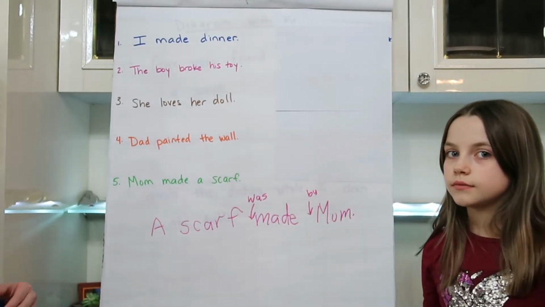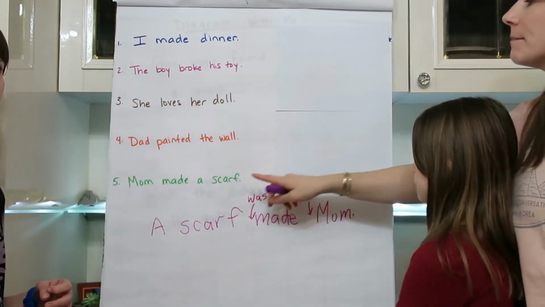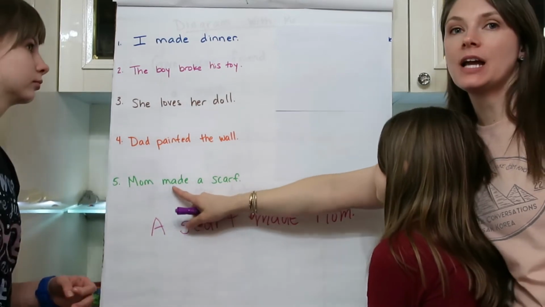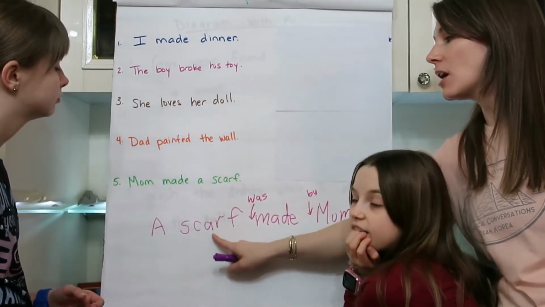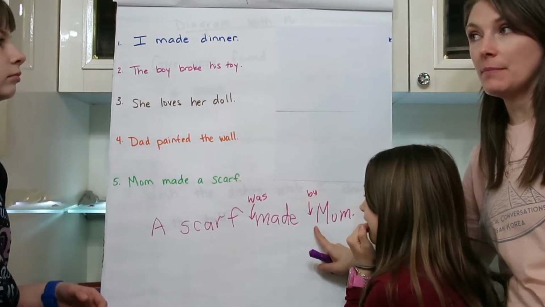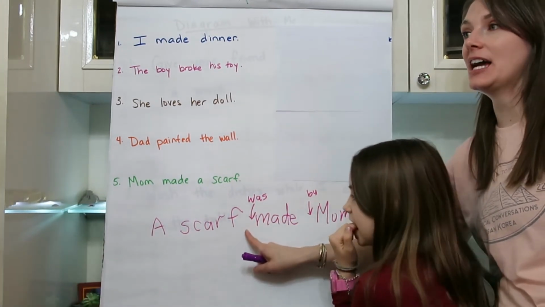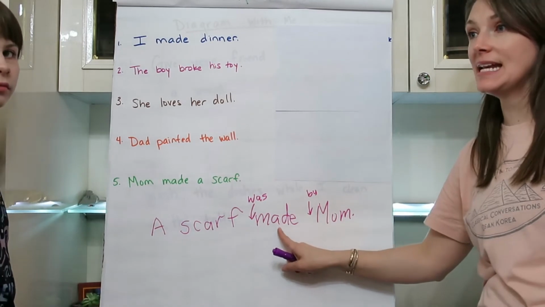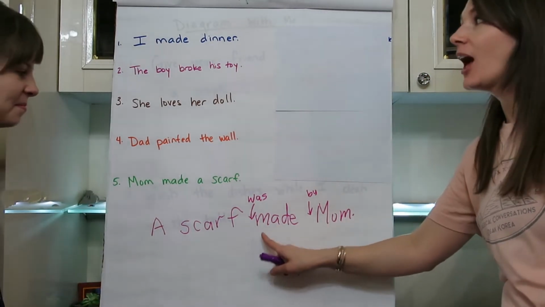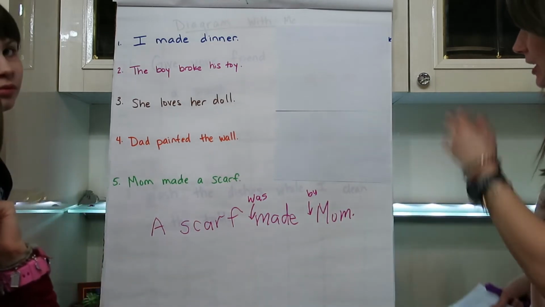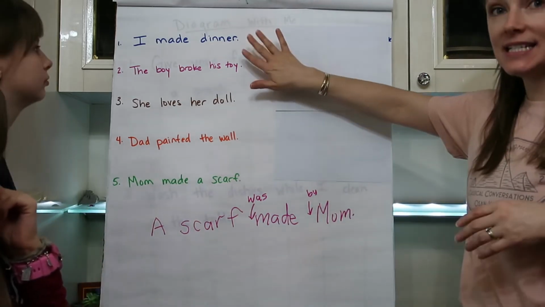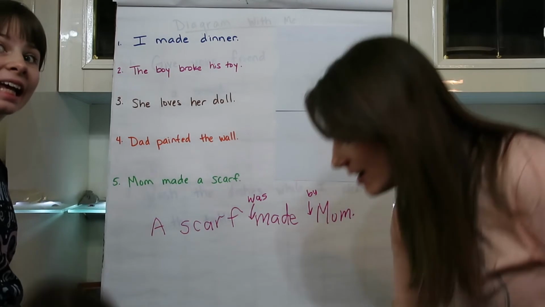Do you hear how in Mom made a scarf, the subject is the one doing the action? It's performing the action. A scarf was made by Mom. The scarf is receiving the action. The scarf's not making anything, but it was made. Okay, with that in mind, let's see if the girls can switch these sentences to the passive voice.